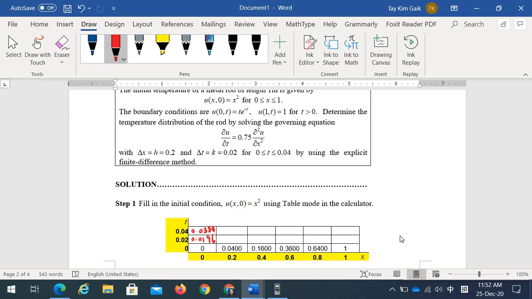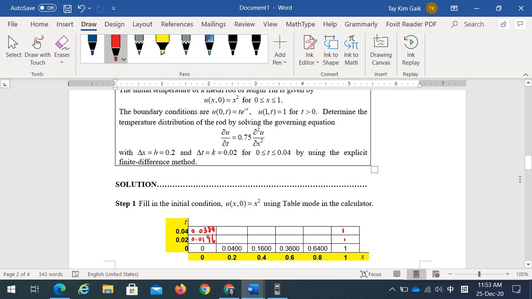Later on, you fill in the right boundary. This is u(1,t), meaning that x equal to 1, the u is 1. So the first step, draw your grid. Then draw your x from 0, 0.2, 0.4, 0.6, 0.8, 1. The t increment is 0.02. We want to solve up to 0.04. First step, draw the grid. Second step, fill in the initial condition. Third step, fill in the boundary condition.